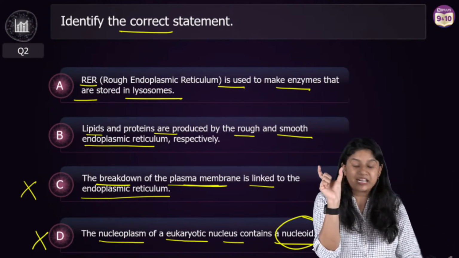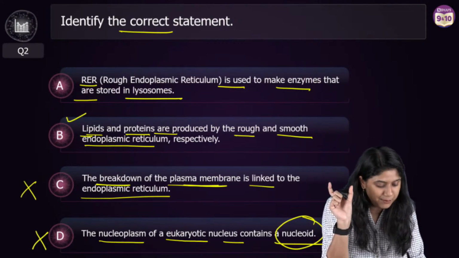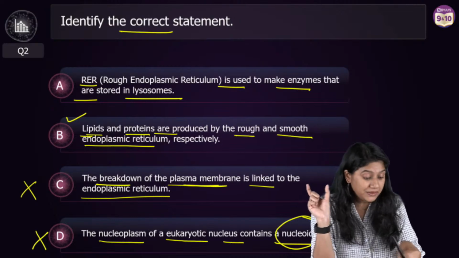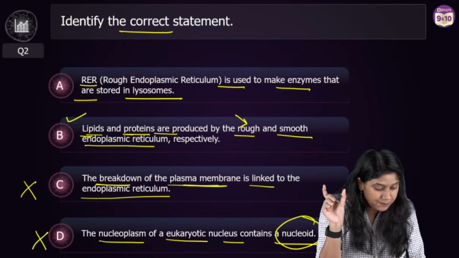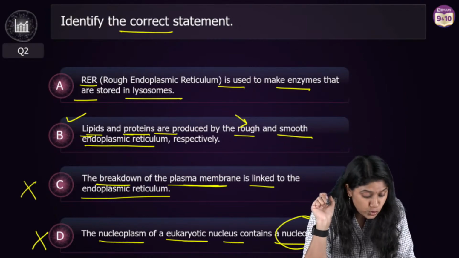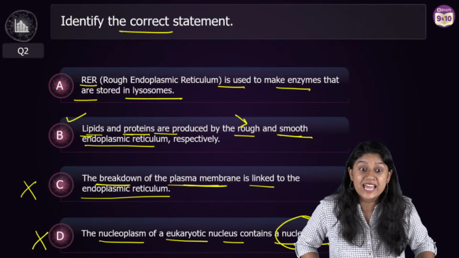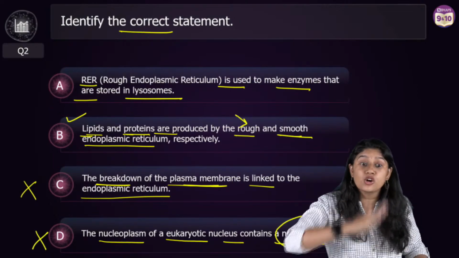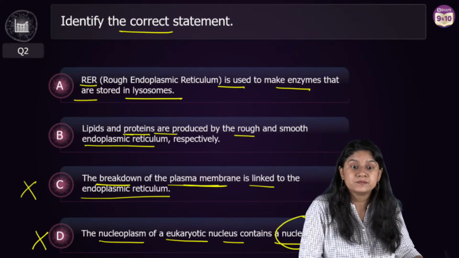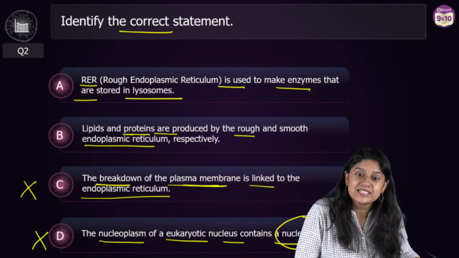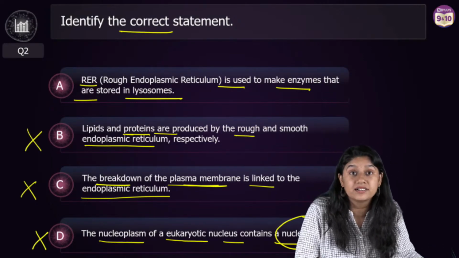Look at the statement: lipids and protein. So when lipids are coming first, according to the statement, they are produced by rough endoplasmic reticulum, and lipids proteins are produced by smooth endoplasmic reticulum. Everyone, are we clear with this? So option B is also incorrect. I hope that all of you got this.